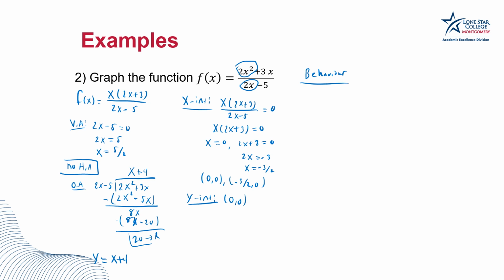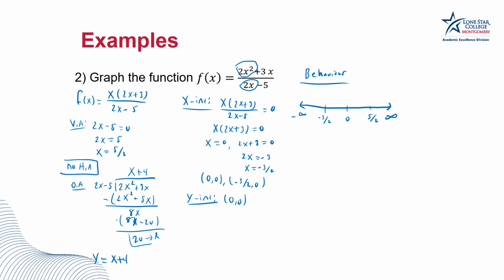To figure out the behavior, we plot our x values that we have on the number line. So we say negative infinity over here, infinity over here. Our x's we have are the vertical asymptote, x equals 5 over 2, and the two x-intercepts, 0 and negative 3 over 2. So we plot them: negative 3 over 2, 0, and 5 over 2.